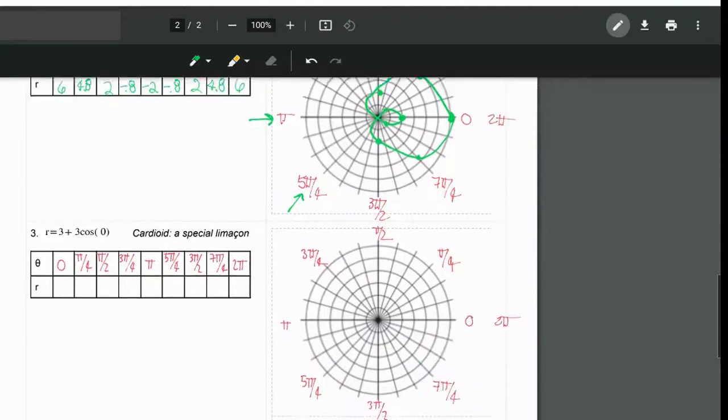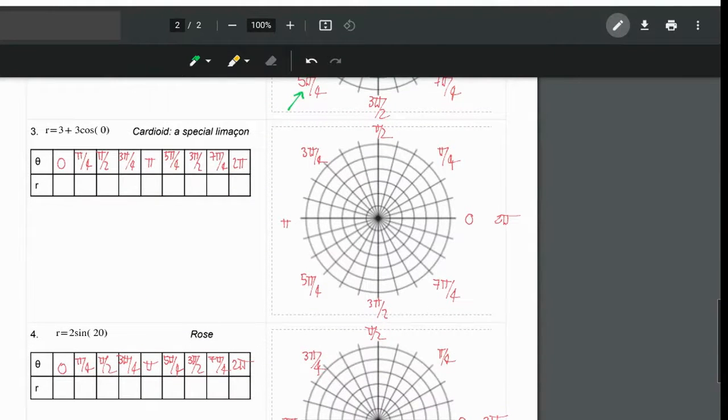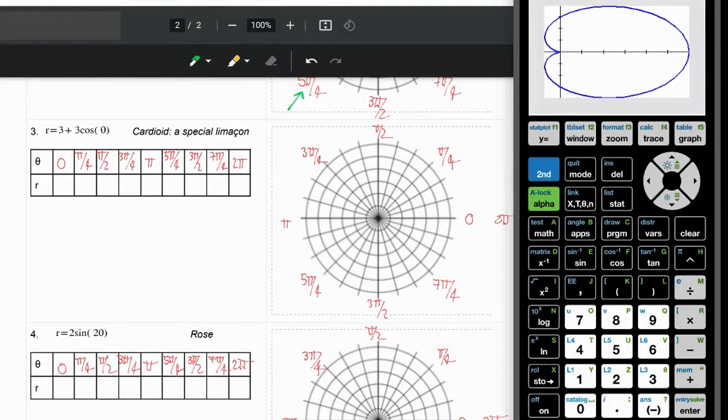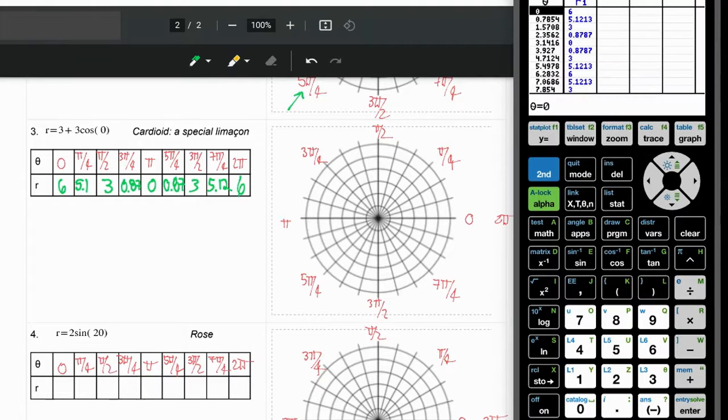All right, so in number 3, we're going to graph a limacon, but it's a special limacon that is heart-shaped. So if we change our equation to 3 plus 3 cosine of theta, now I'm going to hit zoom 0. And now instead of our loop-de-loop, it just goes to the pole and then bounces right back out. All right, so I've filled in my table of values now, and then we're going to graph.